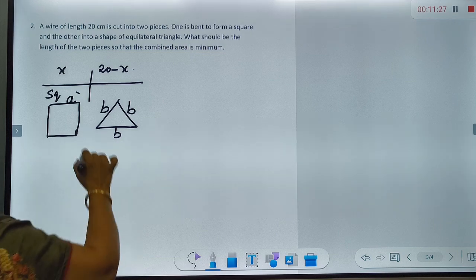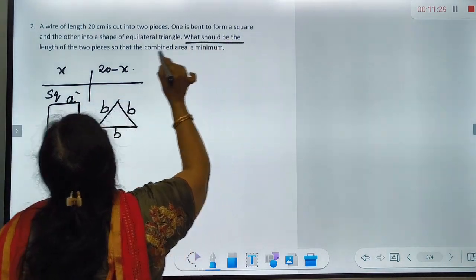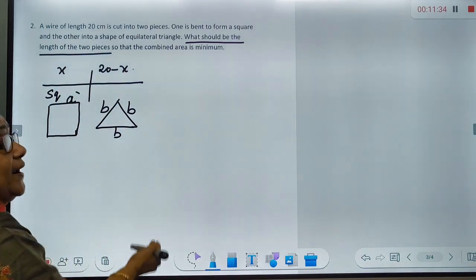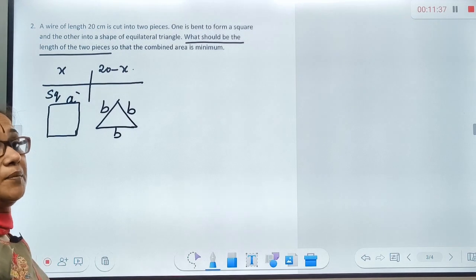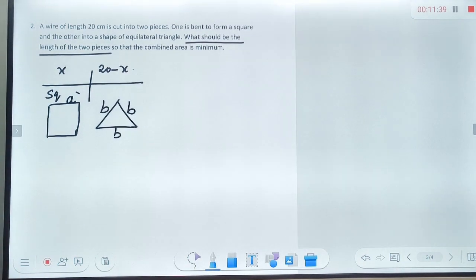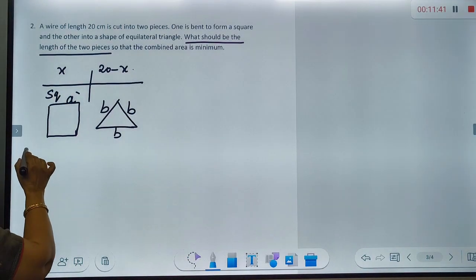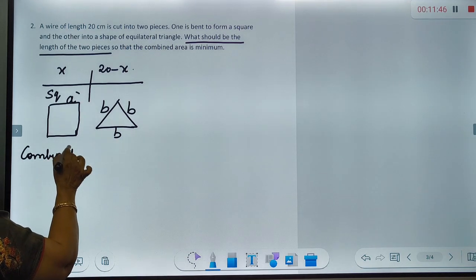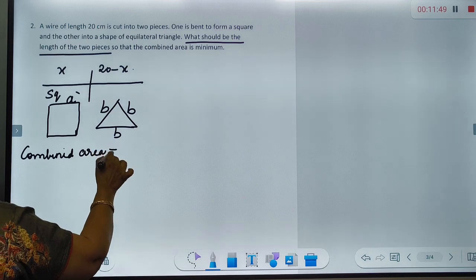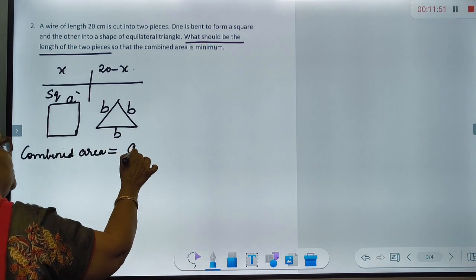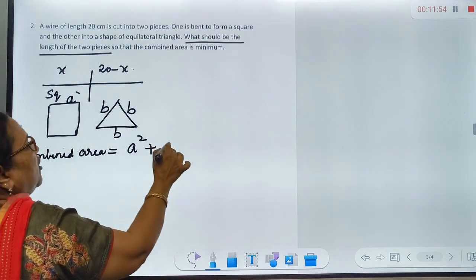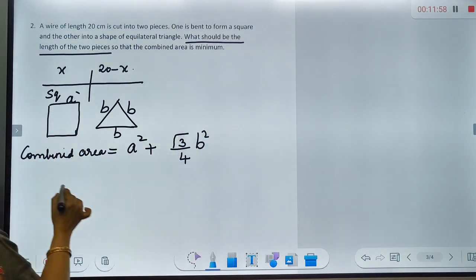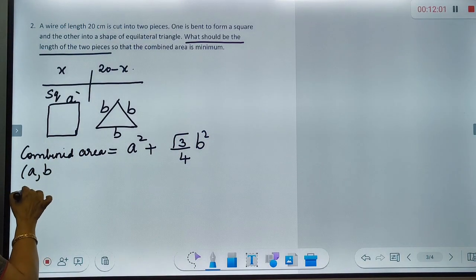Now the question is, what should be the length of the two pieces? Where should you cut so that the combined area is minimum? Combined area means what? Combined area of the square and the equilateral triangle. So combined area is equal to what? Area of the square, which is A square, plus area of the equilateral triangle, which is root 3 by 4 B square. It's a function of A and B, so A and B are variables.